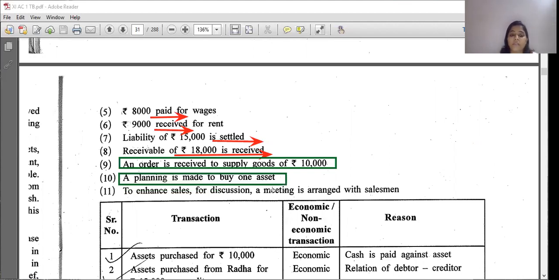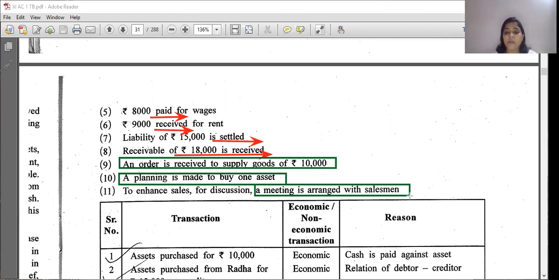To enhance sales, for discussion, a meeting is arranged with salesmen. All the salesmen are gathered together and they are discussing. So a meeting is arranged with salesmen. Again, it's a non-economic transaction. Is it clear? Economic transactions will have cash, credit, receivables, payables, received, settled. All these words will be there.